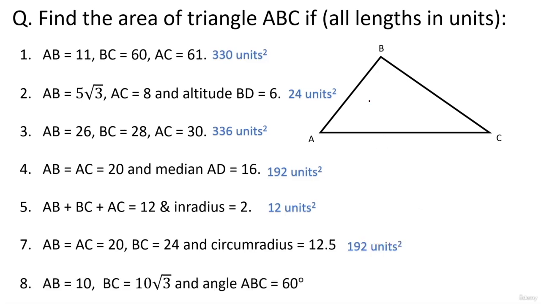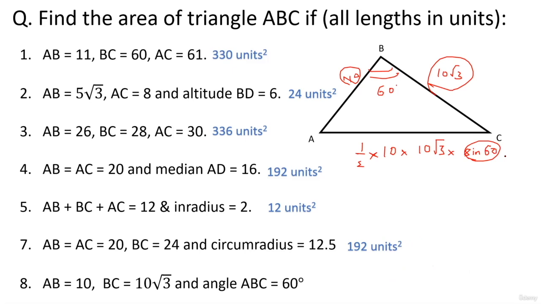AB is given as 10 units. BC is given as 10 root 3. And sine of angle ABC. So angle ABC is 60 degrees. So the area will be half into the product of these two sides, guys. 10 into 10 root 3. So half into 10 root 3 multiplied by sine 60. Half AB sine theta, right? So sine 60, if you know, if you do not know, koi baat nahi. Even if you like know, it's root 3 by 2.